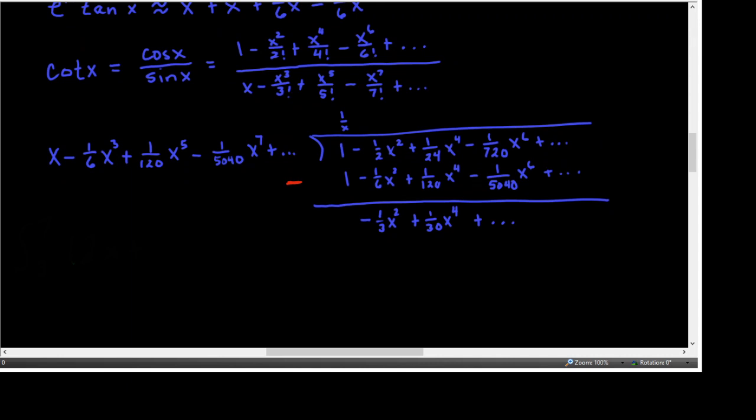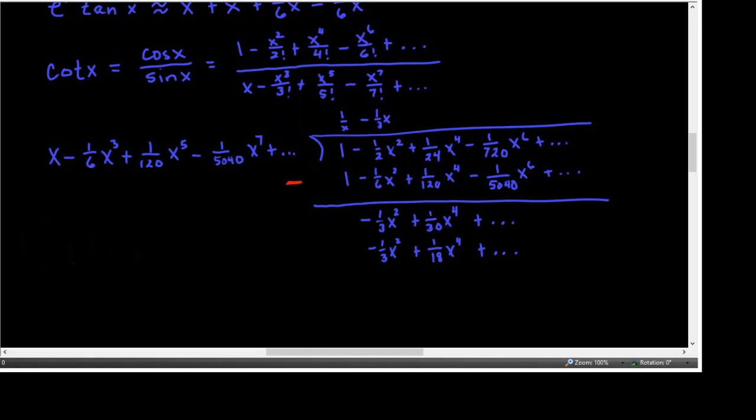Let's do it again, because right now we only have one term of our answer, 1 over x. So, repeat: what do you multiply x by to get negative 1/3 x squared? Well, the answer is negative 1/3 x. So negative 1/3 x times x is negative 1/3 x squared. Negative 1/3 x times negative 1/6 x cubed is positive 1/18 x to the fourth. Yeah, x to the fourth.